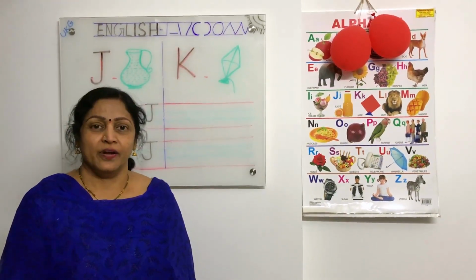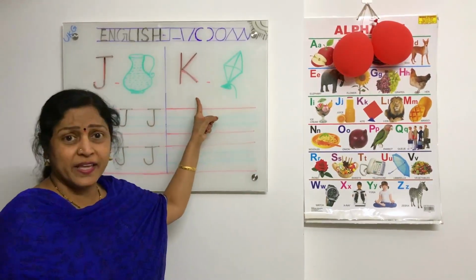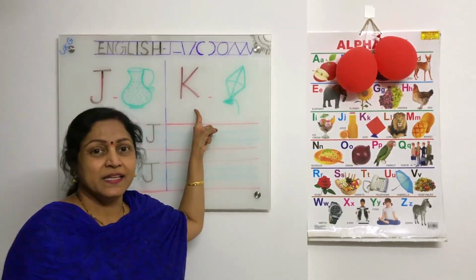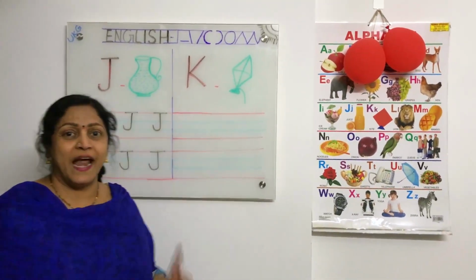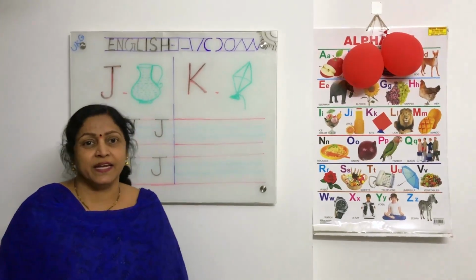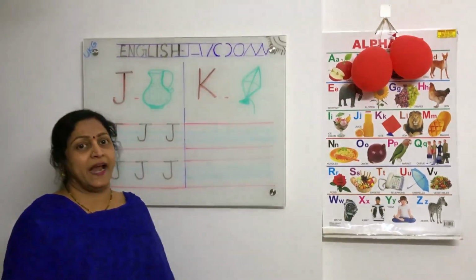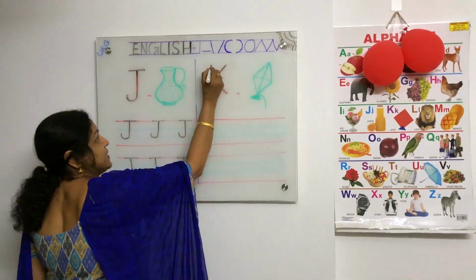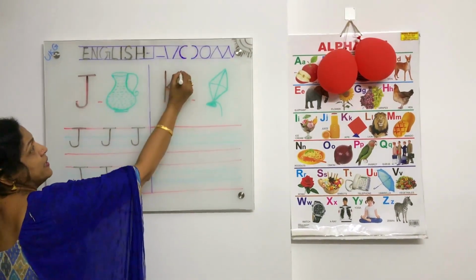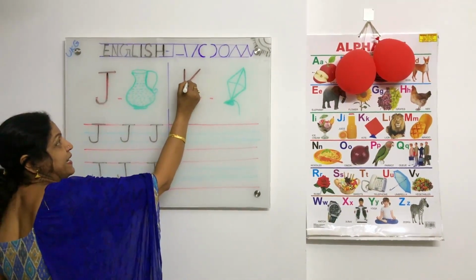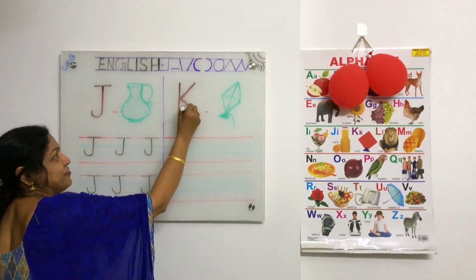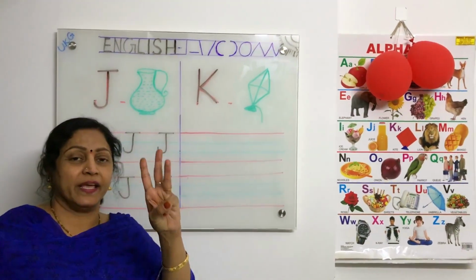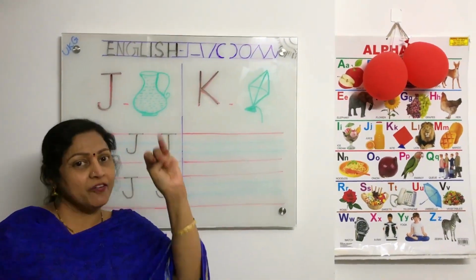K. K. Okay. To write the K, we need 3 lines, children. One is standing line and 2 slanting lines. So how many lines we need? 3 lines. First, we should write standing line like this. Okay. After that, this is right slanting line and this is left slanting line. So how many lines we need? 3 lines we need. Okay. Standing line, slanting line and one more slanting line.